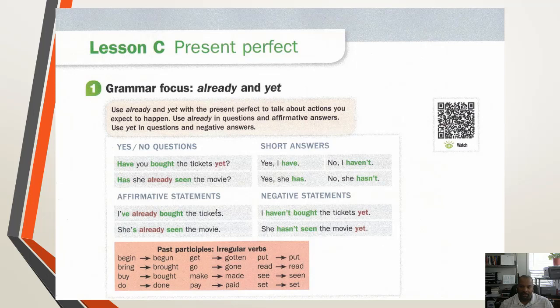Let's talk about positive or affirmative statements. I've already bought the tickets. She's already seen the movie. Let's talk about negative statements. I haven't bought the tickets yet. She hasn't seen the movie yet.